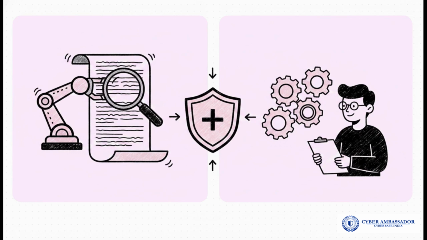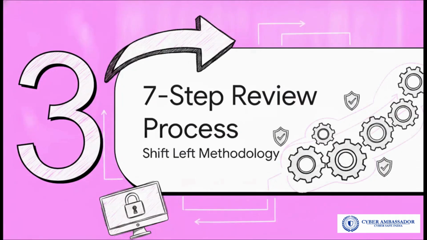But you absolutely need manual expert review to go with it. Why? Because automated tools just don't understand business context. You need human security architects to manually verify complex business logic and dig up those hidden contextual flaws that a scanner simply cannot see. Section 3, the 7-step review process.